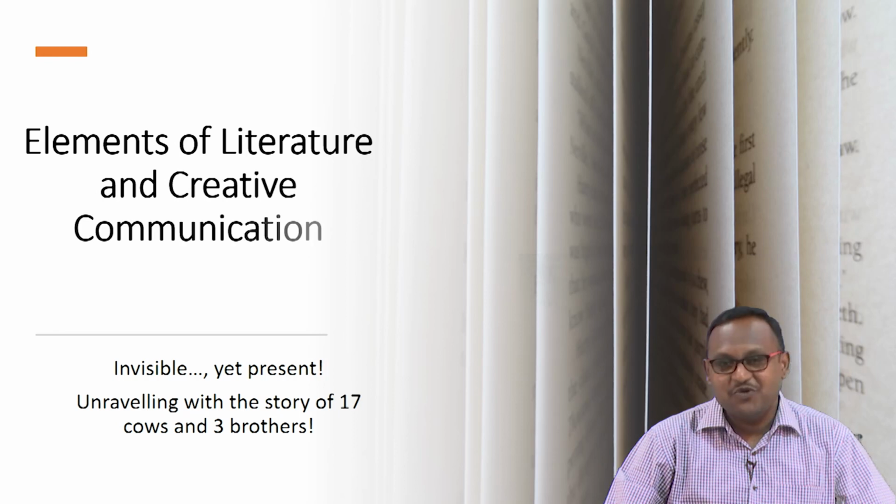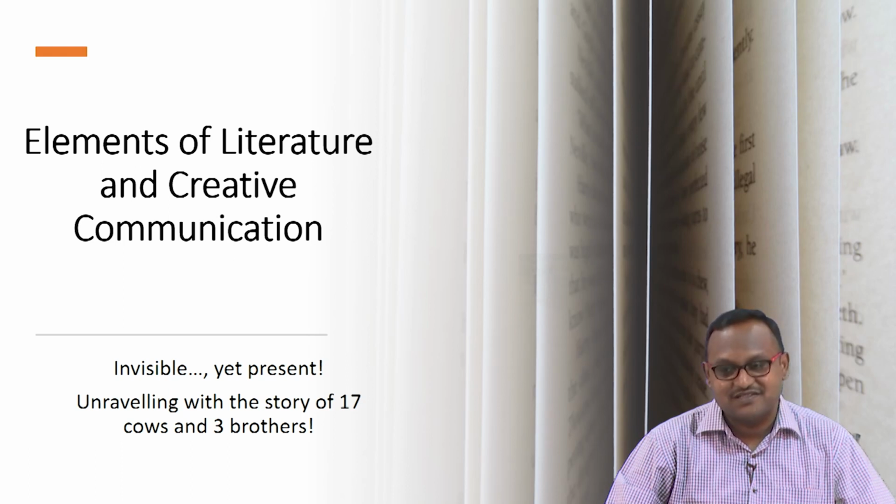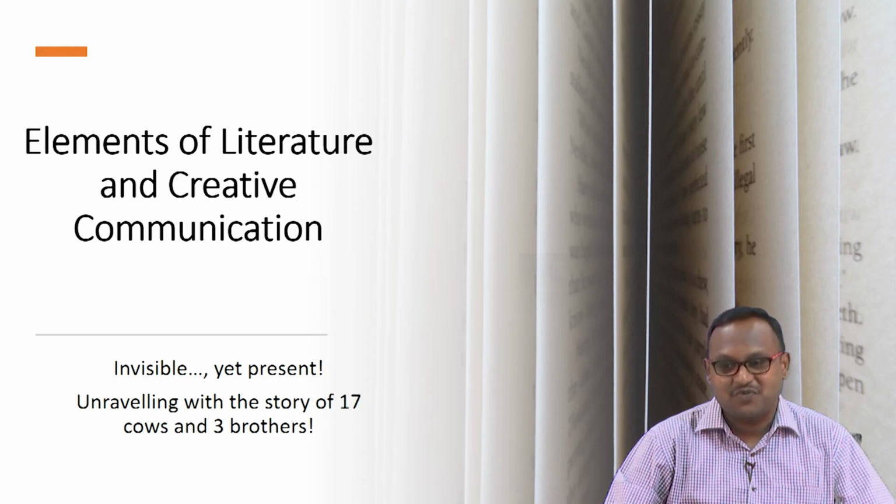You may have heard this story in some form or other, but for the sake of convenience, we can call it the story of 17 cows and 3 brothers. Of course, ours is an agrarian society, all of us know that very well, so cows play a major role. That is the reason why we have kept this as a story about cows and people. So there was a father, and all that he had as his property was 17 cows. Before dying, he made a will, and he had 3 sons.